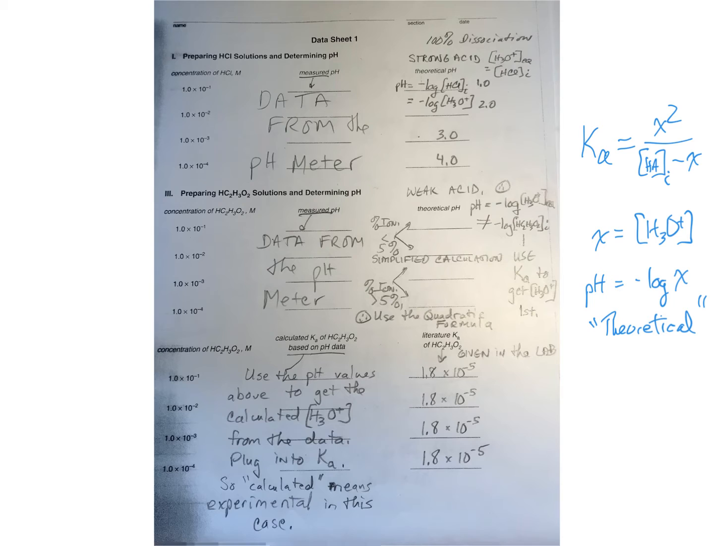Now, by the way, the literature Ka is given in the lab, and it's the same for all four of these, right? So the idea is to use these pH values, get the hydronium from those, 10 to the minus pH, and plug it into Ka and see how close we come. So on the next slide, I will give you an example of that.